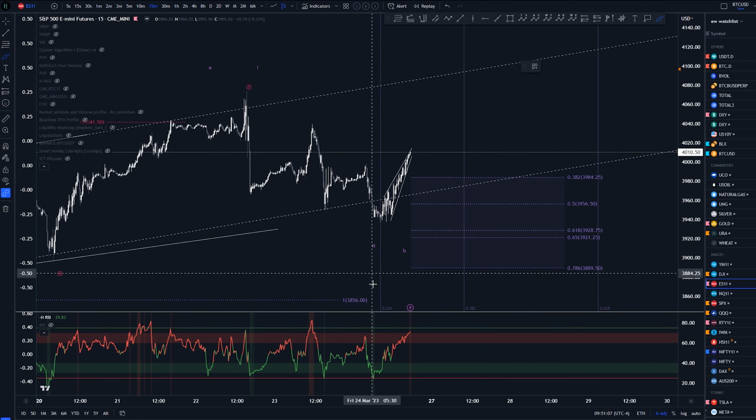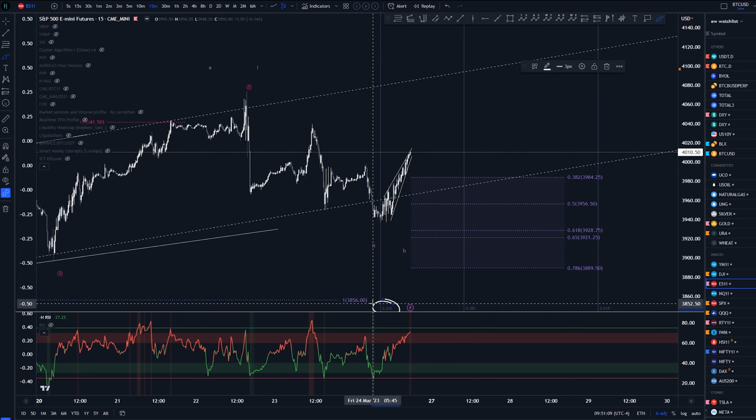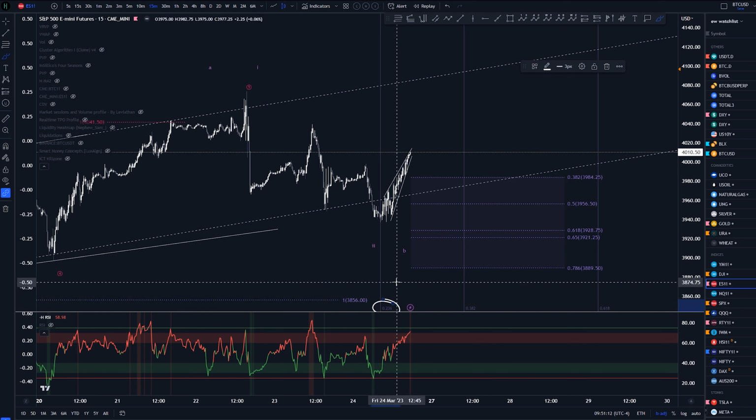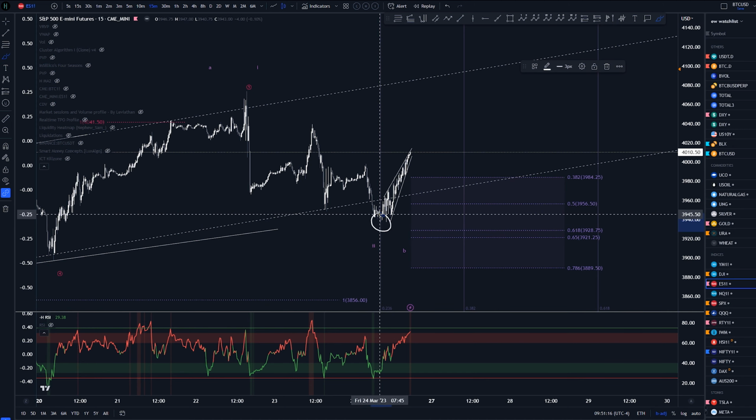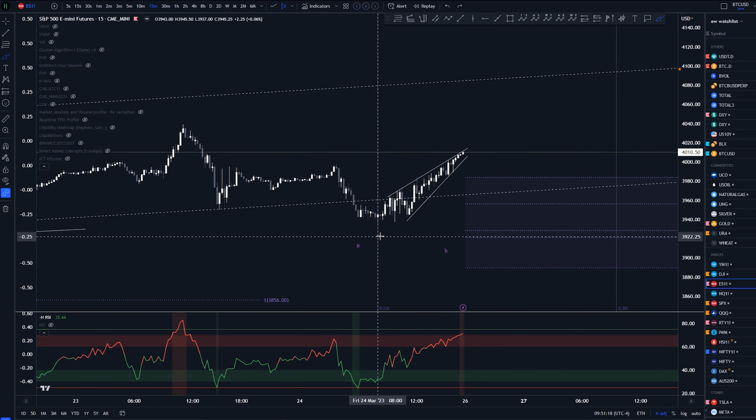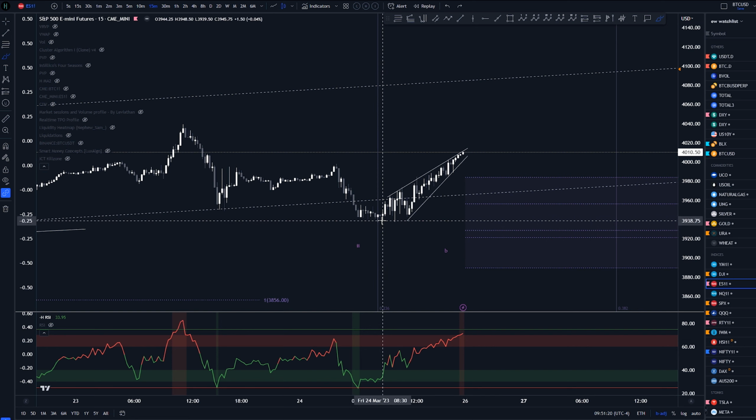Last time we were talking about the minimum time requirement that I shifted from the 23.6 or 38.2 to the 23.6, which hit actually perfect in here. We actually had it down to the 15 or 5-minute time frame as the low.